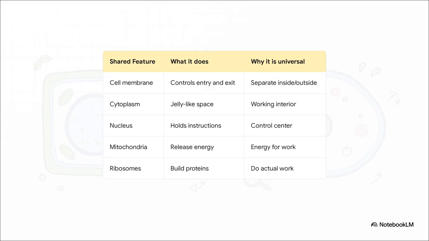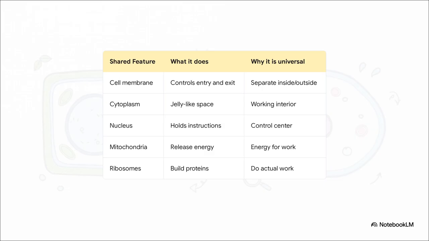To really understand those differences, we first have to establish our shared baseline. Before a cell can specialize and do its own unique thing, it has to meet the foundational requirements that absolutely every living cell must possess to even function. Plant and animal cells are not two totally unrelated inventions, right? They're basically two versions of the exact same basic living unit.